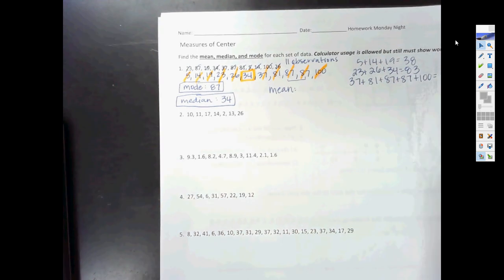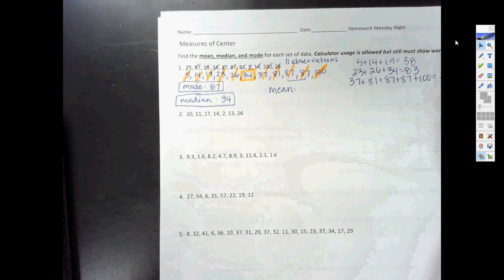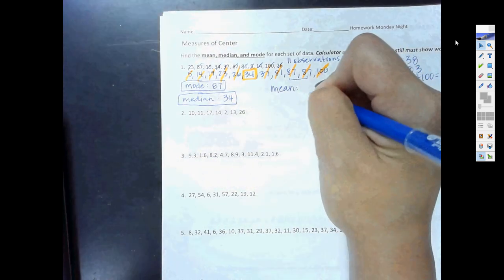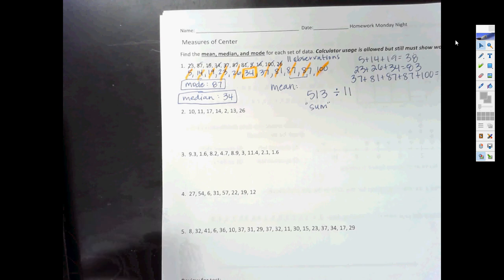I'm going to add that one more time, make sure I did it right. 37 plus 81 plus 87 plus 87 plus 100. 392. Now I can add those three numbers together. 38 plus 83 plus 392. 513 is my sum when I add all of those numbers together. Now I will divide by how many observations there are. I'm going to double check my work just to make sure I hadn't done anything wrong, which is good for my kids to do too.